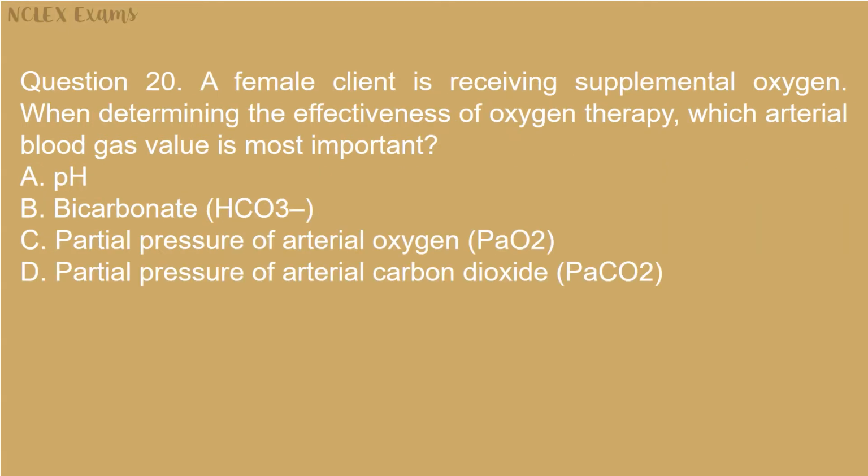Question 20. A female client is receiving supplemental oxygen. When determining the effectiveness of oxygen therapy, which arterial blood gas value is most important? A. pH. B. Bicarbonate, HCO3. C. Partial pressure of arterial oxygen, PaO2. D. Partial pressure of arterial carbon dioxide, PaCO2.